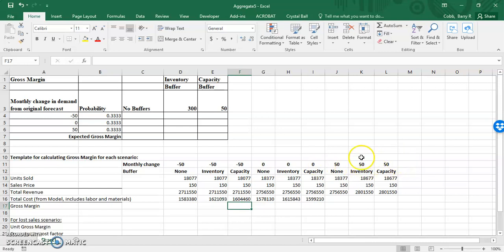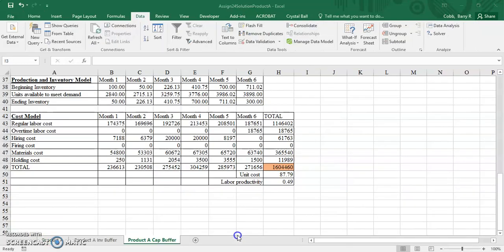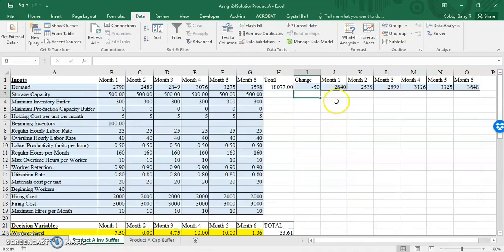Now let's think about what happens if demand increases by 50 per month and we have these two buffers. A buffer of 300 is enough to withstand an increase in demand of 50 per month and not lose any sales. So let's look at this in the inventory buffer model. Instead of -50, we look at sales a change of +50.